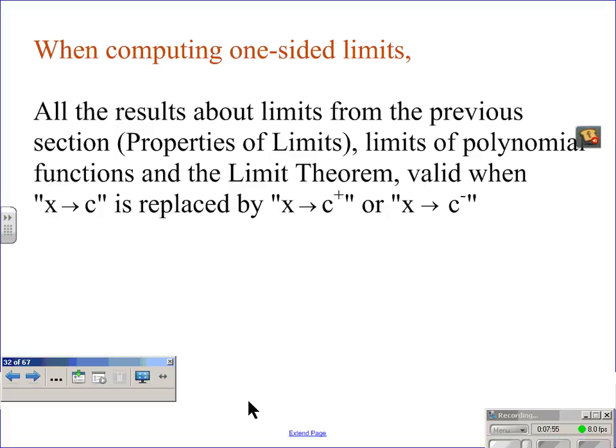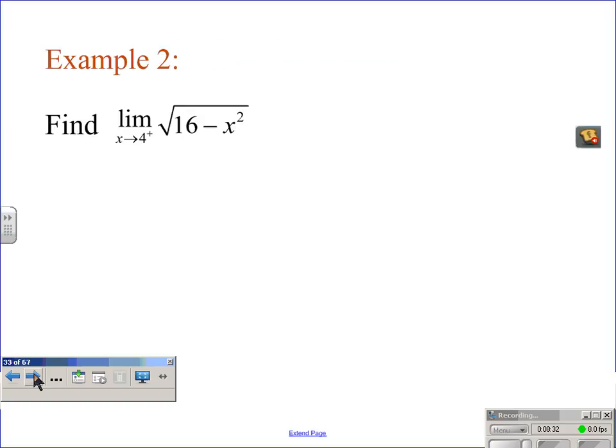So when we are computing left-handed or one-sided limits, all the results about limits from the previous section, the properties of limits, are still going to hold true. You saw that we just used those properties in the example that I worked through. Limits of polynomial functions and the limit theorem are also valid when x approaches c is replaced by x approaching c from the left or from the right. So you can still use all of those properties, the limit theorem, to help you evaluate those.